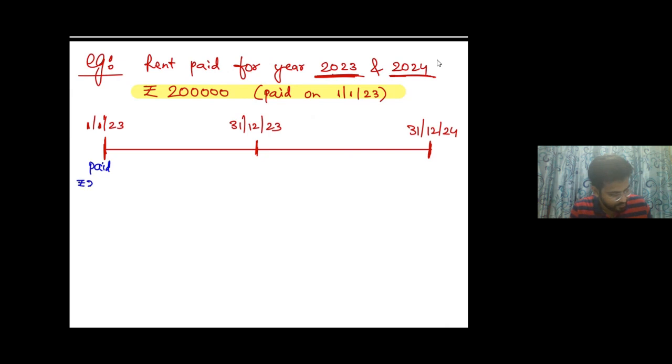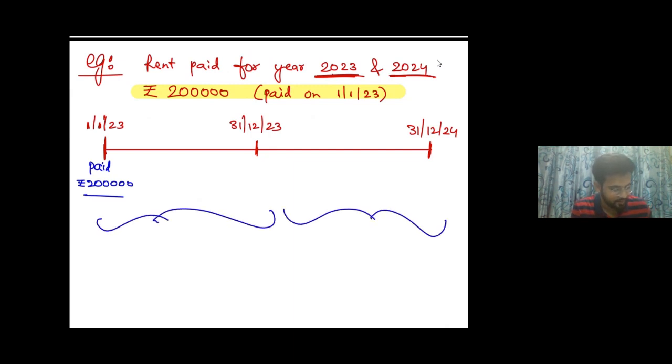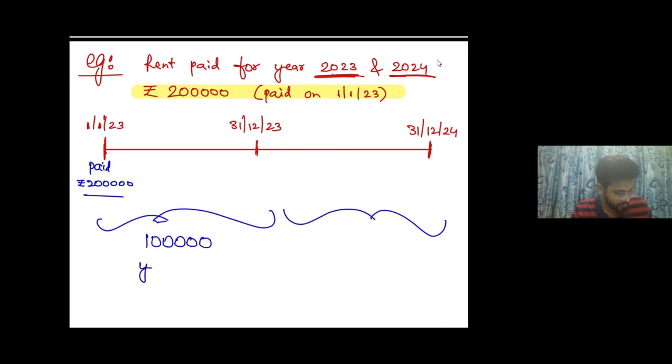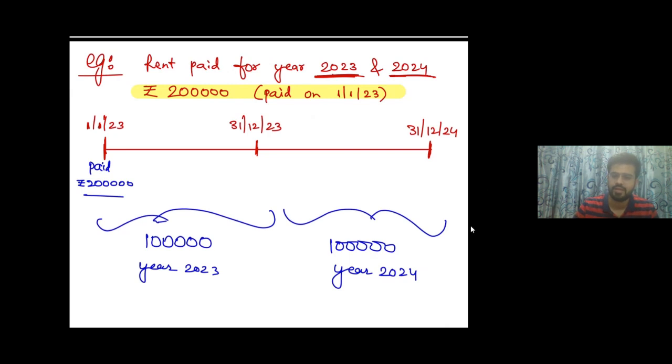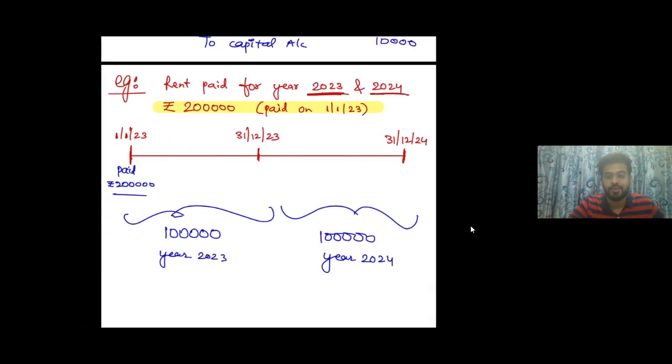paid rupees 2 lakhs. Now this 2 lakh is for this whole year and this year. Obviously, if I assume that the rent is the same for both the years, it will be 1 lakh for the year 2023 and 1 lakh for the year 2024. Are you getting this point? Is everyone here with me till this point? Yes, sir. Okay.